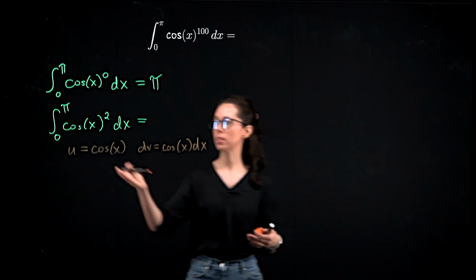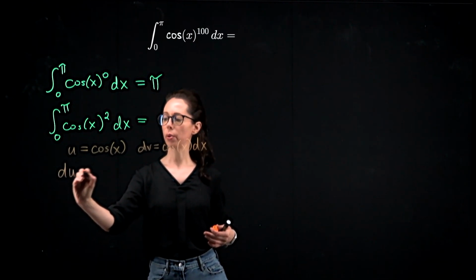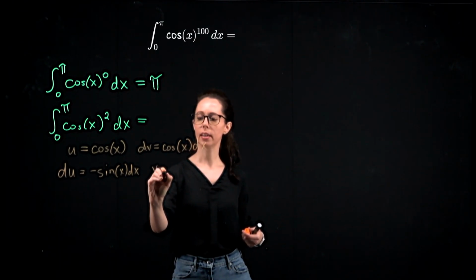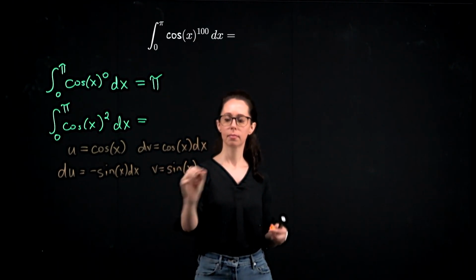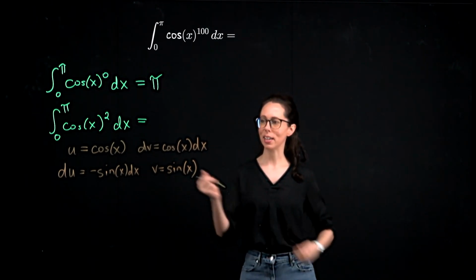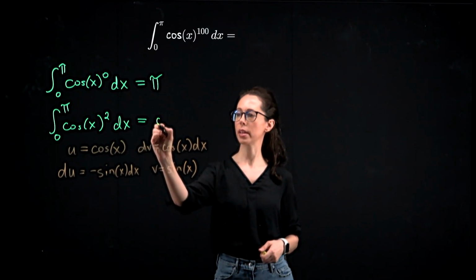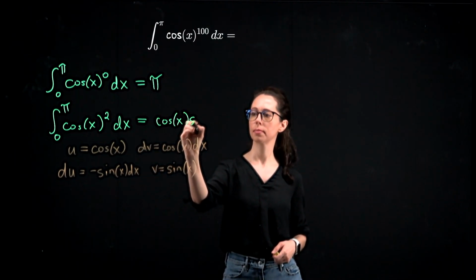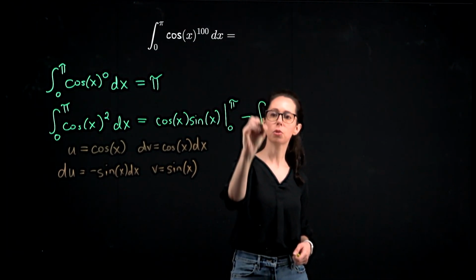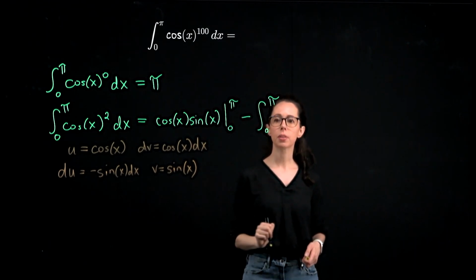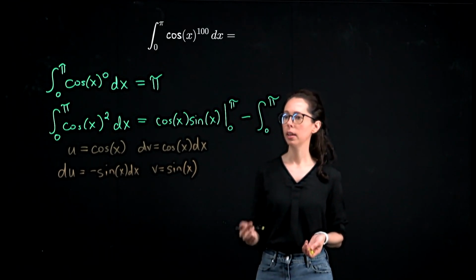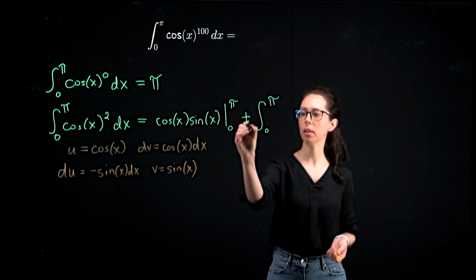Okay, with this u dv, we have du is negative sine of x dx, and v is sine of x. All right, that allows us to set up our right-hand side. It's going to be this product, so cosine of x, sine of x. We will plug in top and bottom bounds, and then subtract from that the integral from 0 to pi of this product. That's going to be negative sine squared. I have minus negative, so let's make that plus.